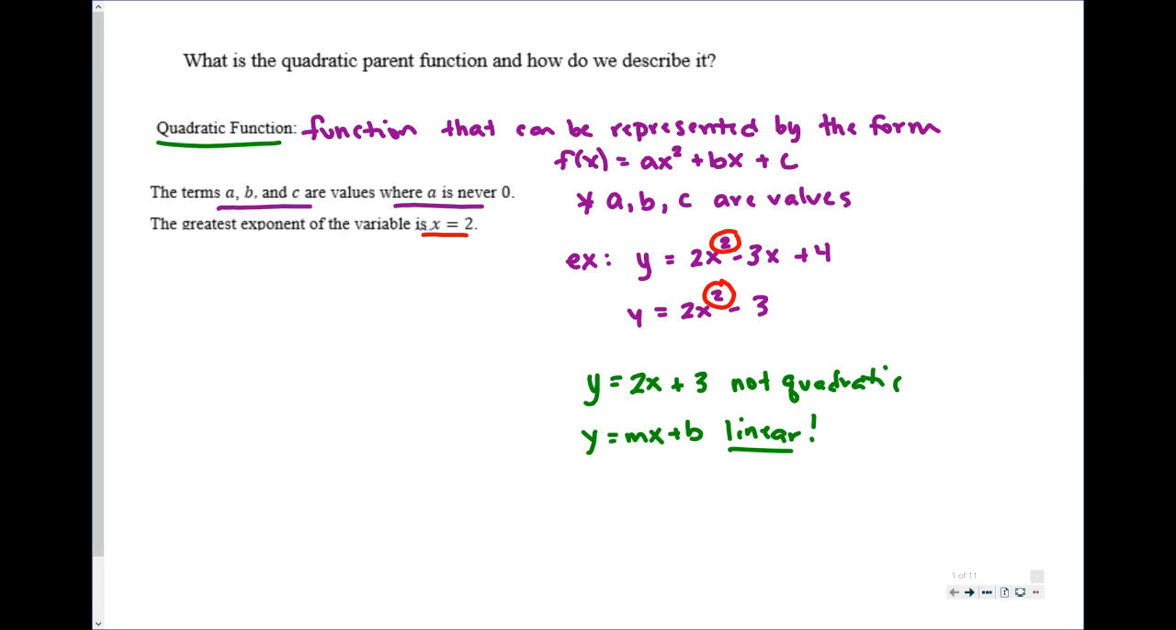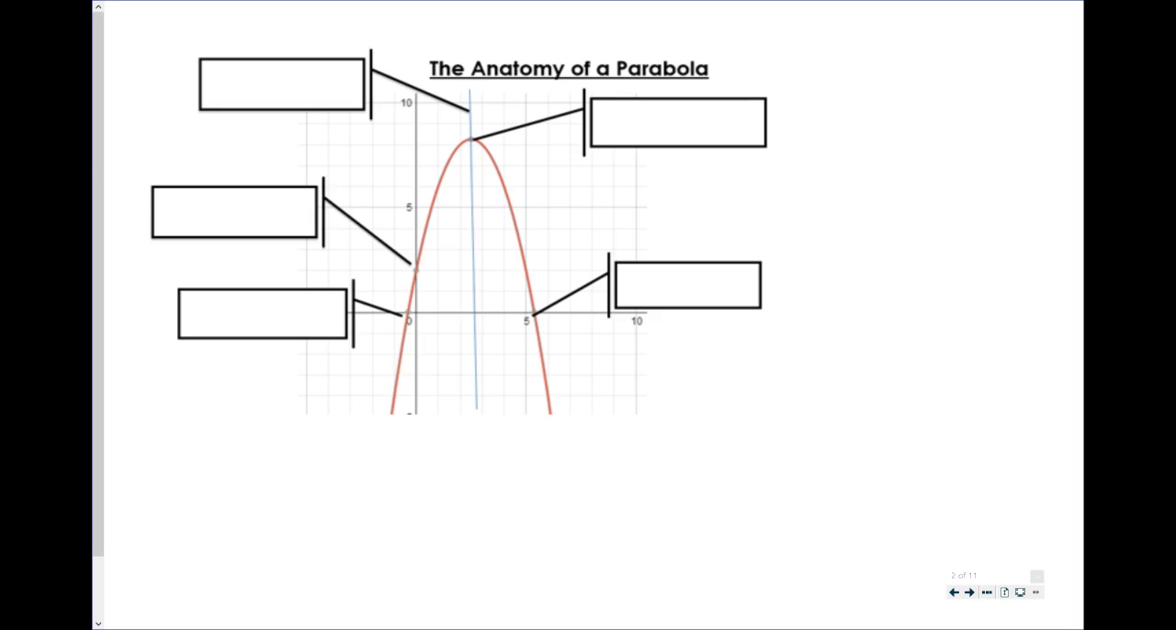Quadratics take a really special shape that you're going to see called a parabola. So anytime you graph something in this form, and you find points or put it in your calculator, it's always going to be this U shape. Or it could look like that as well. So let's define some things with this parabola, with this shape.